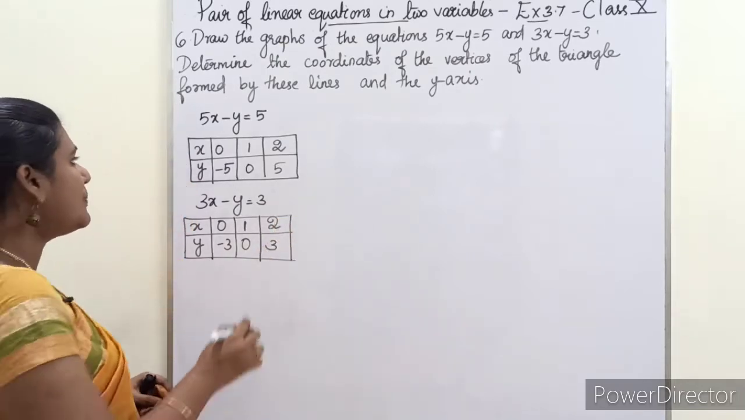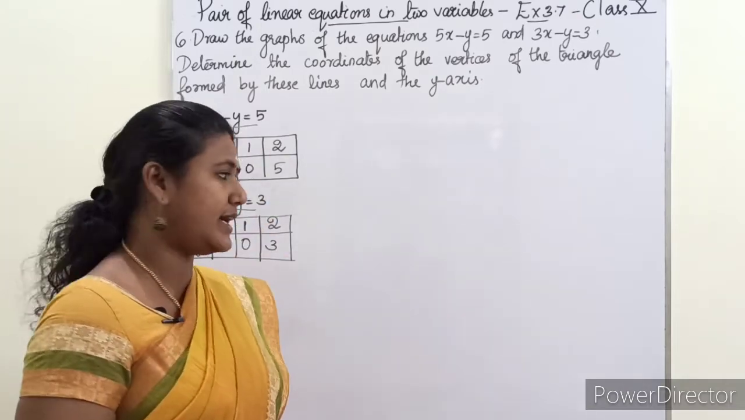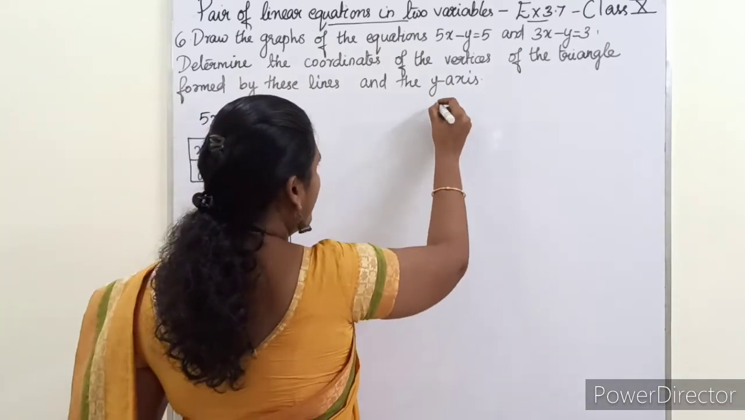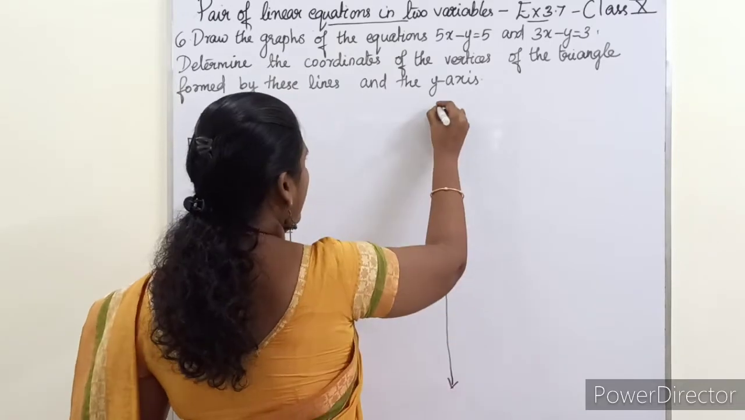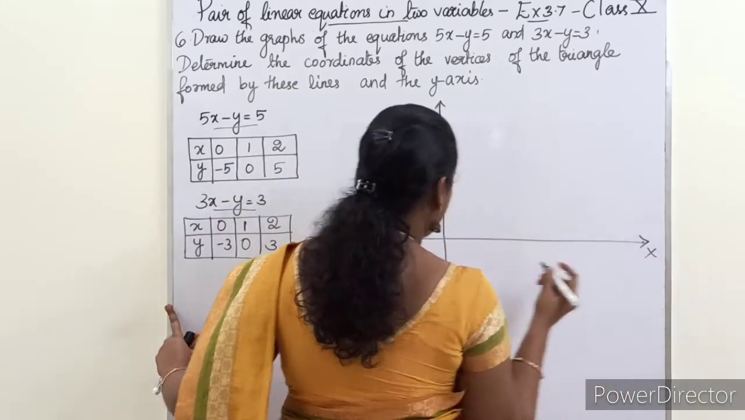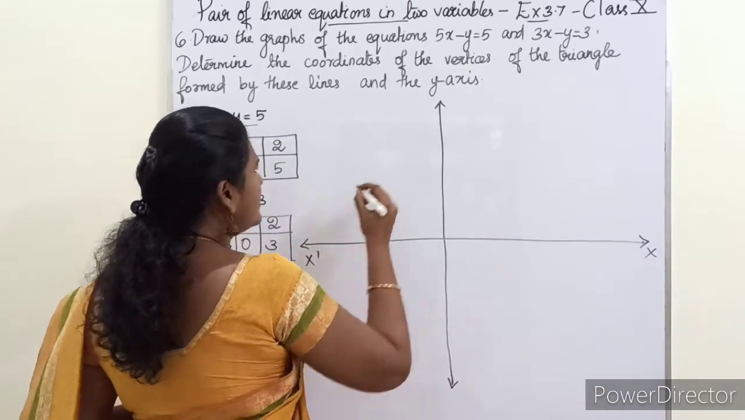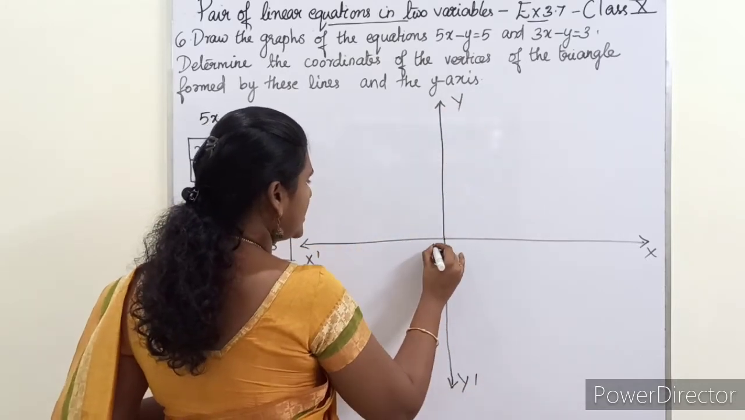Now we are going to plot these points and we are going to draw the graph. Okay, so we are going to draw the graph. First we will draw x-axis and y-axis. Okay, x-axis, y-axis. X dash, y dash, and this is origin O.